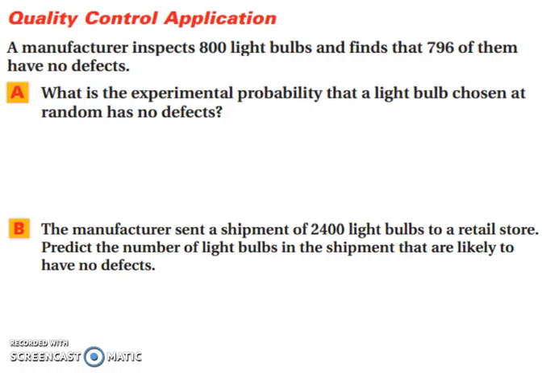Let's look at a quality control application. A manufacturer inspects 800 light bulbs and finds that 796 of them have no defects. What is the experimental probability that a light bulb chosen at random has no defects? Well, let's start by finding the number of times the event occurs. So, for no defects, that happens 796 times out of 800. Which, as a percent, would give us 99.5%.